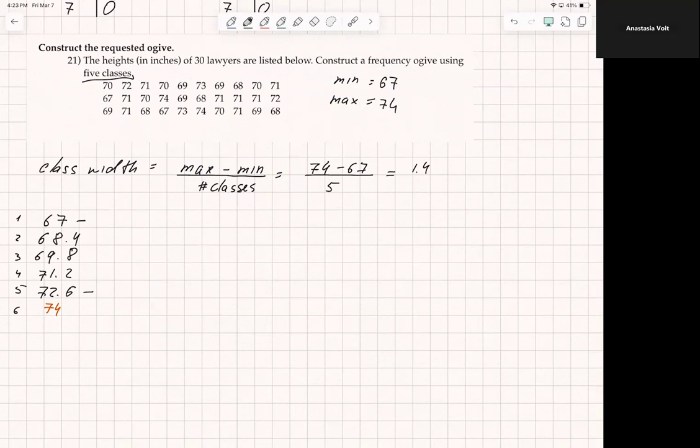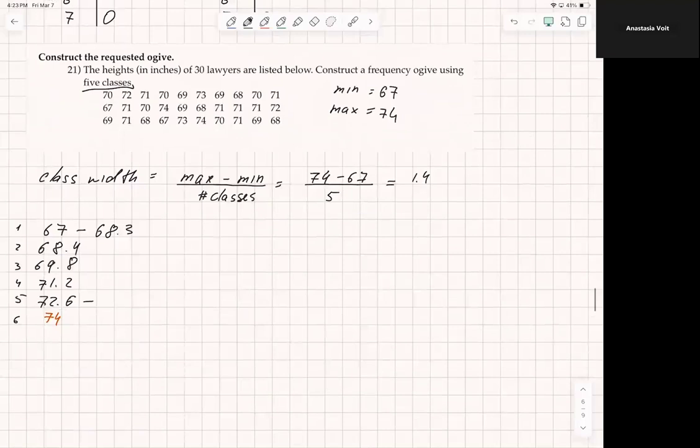So we have 68.4. So the upper limit for the previous class would be 1 unit less, right? So we have 68.4 minus 0.1. It's going to be 68.3. And for the last one, we will just calculate the last one just to check. So we have 74 as our, for now, placeholder, right? So 74 minus 0.1. That's going to be 73.9, right? So this is the last class that we will have. So we will not have the 74 anymore.